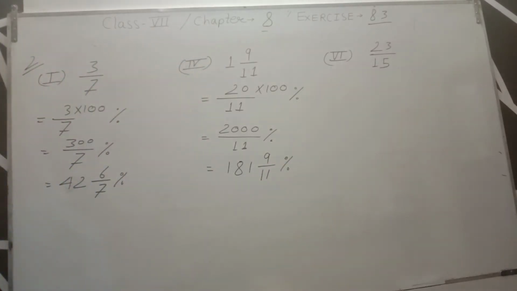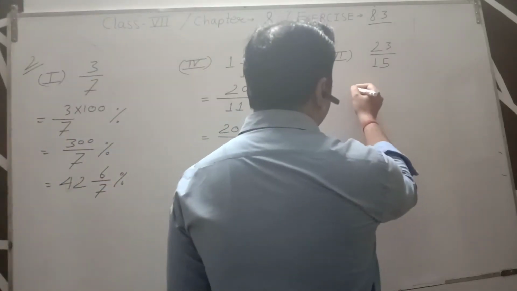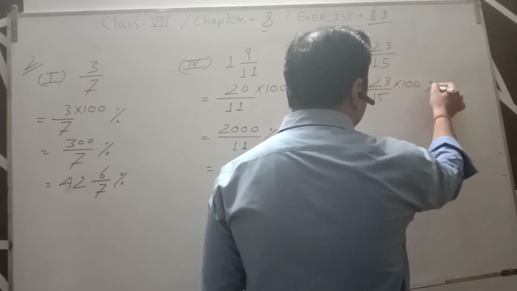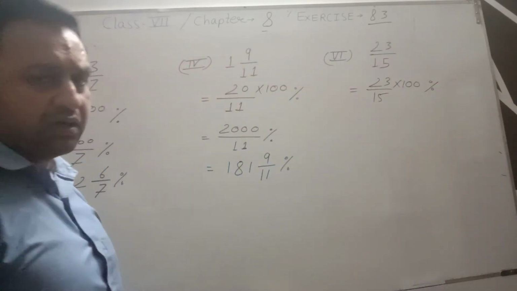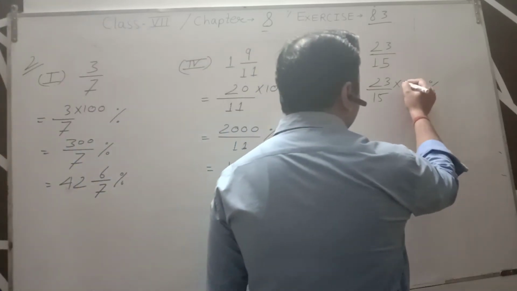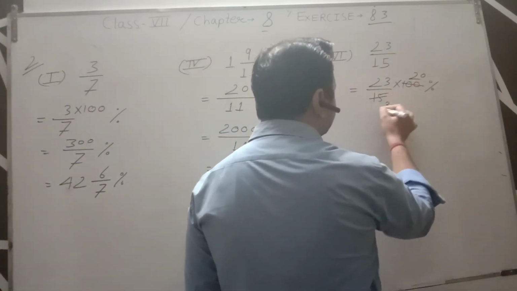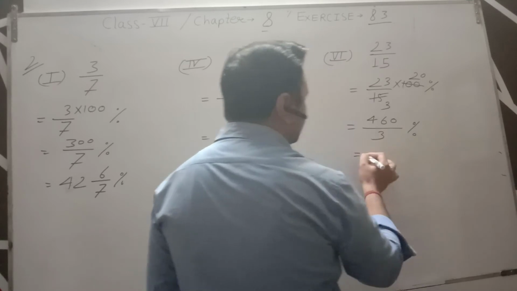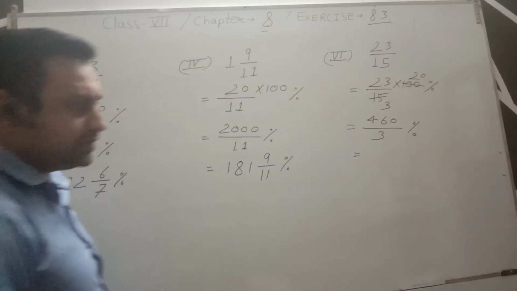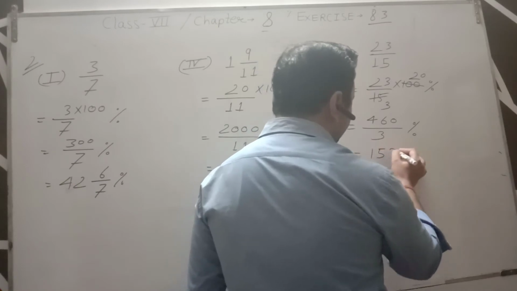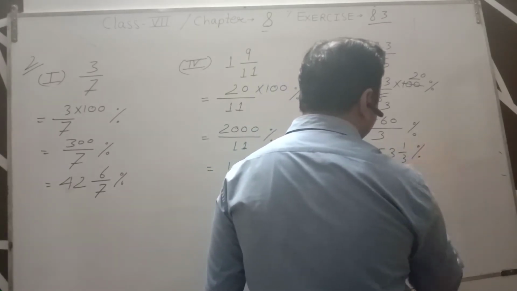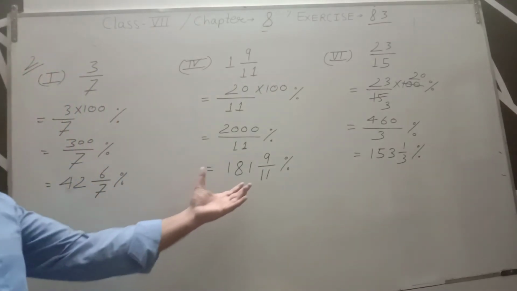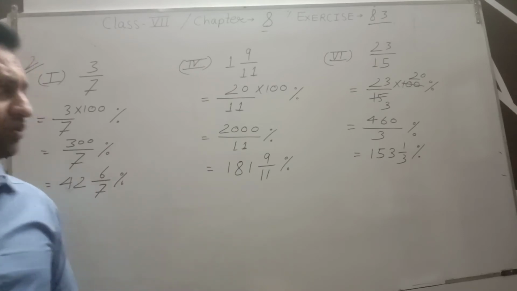Now sixth part, 23 upon 15. Again the same method, multiply by 100 and the sign of percentage. 100 and 15 both are divisible by 5. 5 twenties are 100 and 5 threes are 15. So 460 upon 3 percent. And after simplifying, the value we obtained is 153 whole 1 upon 3 percent. So I am sure question number 2 is also clear. Do the remaining parts in homework. Note it down.